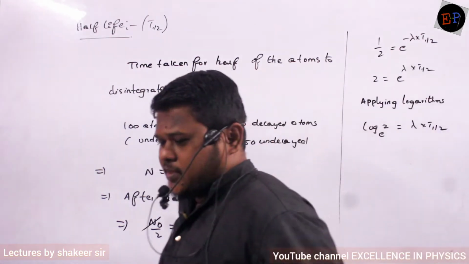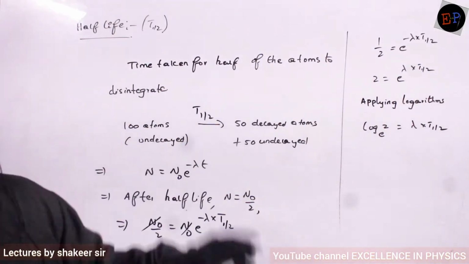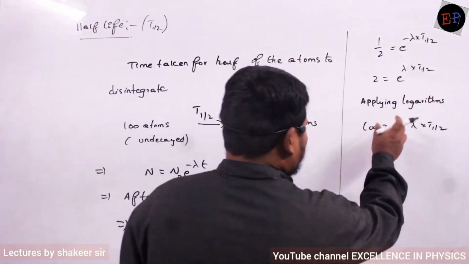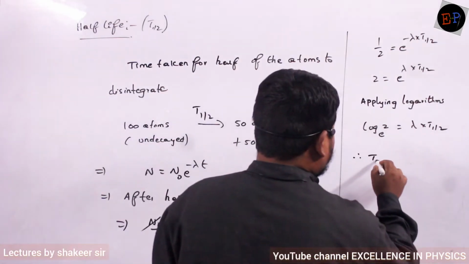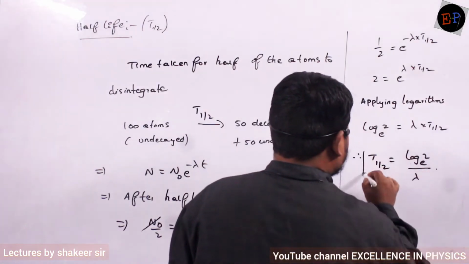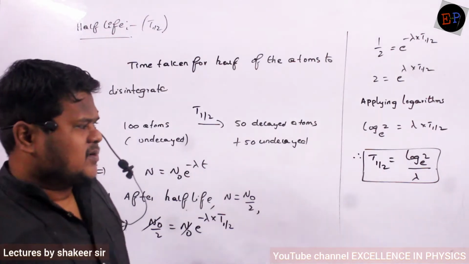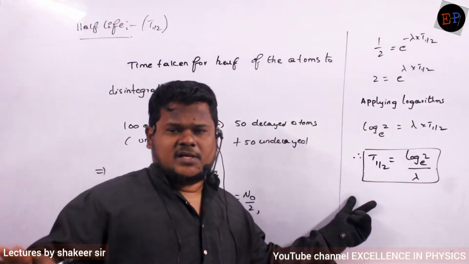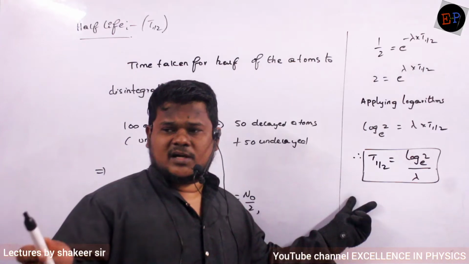You ask your mathematics madam; further she will explain how to apply logarithms. Now I cannot explain logarithm methods. So when you apply logarithms, this is what you will get. Therefore, what is half-life? T half-life is equal to log 2 to the base e divided by lambda. So this is the equation for half-life. Half-life means the time taken for half of the atoms to disintegrate. If half of the atoms are disintegrated, the remaining is half. Half of the atoms are left which are undecayed.